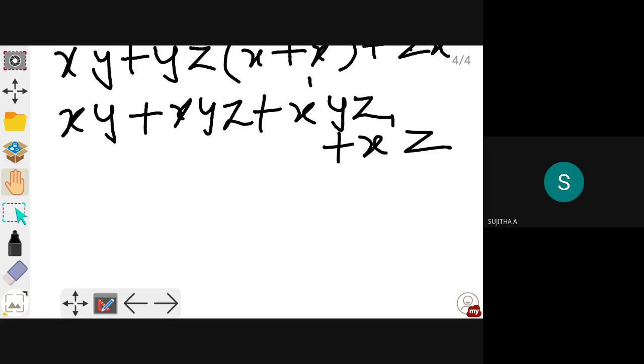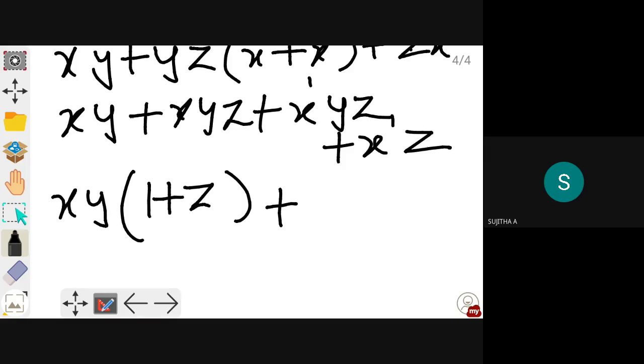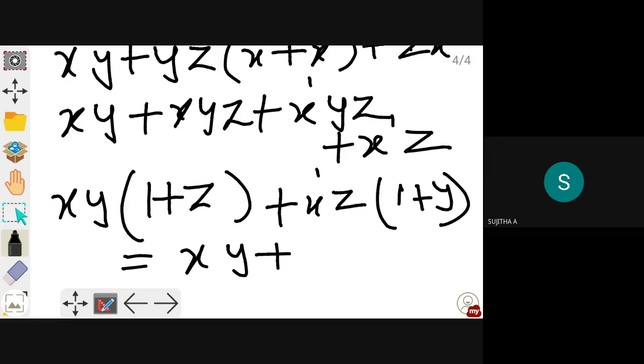So xy is common here. Take xy outside, 1 plus z. And x bar z is common here, you take 1 plus y. So 1 plus z will be 1 and 1 plus y will be 1. So you get xy plus x bar z. Is it clear? So you get the RHS value. So this is the proof for the consensus theorem.